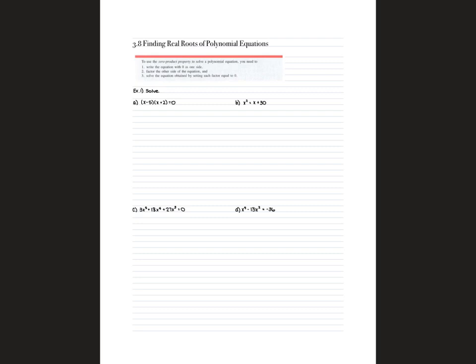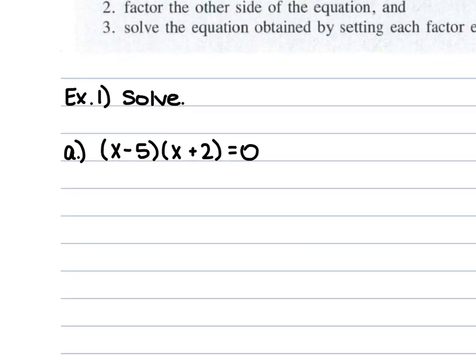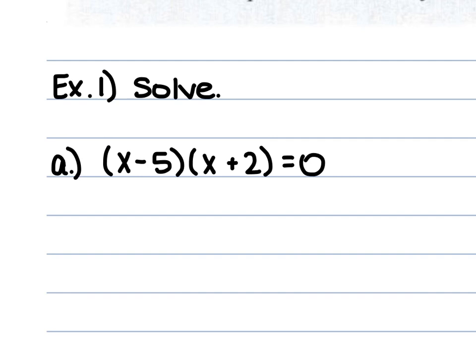So remember, our rules for factoring: if you can factor out the greatest common factor, do that first, then factor according to what you have. From there, we are going to factor, then set each part equal to 0 and solve for x for each part. If we look at example 1a, we have x minus 5 times x plus 2 is equal to 0. So we're going to set each part of that equal to 0.